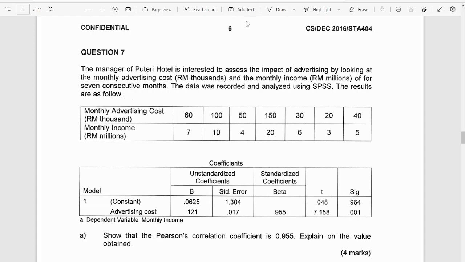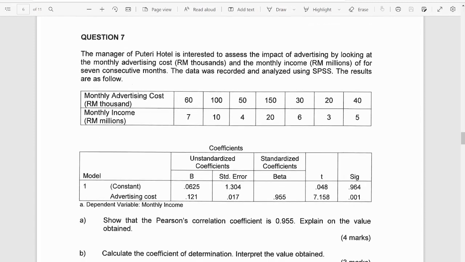What we're going to do today is to look at the past semester exam papers, and I will discuss and explain how you are going to solve the problems and what information is available in the question itself that you can get and that helps you answer all the questions. So this is December 2016, question number 7. Okay, let's see the question.